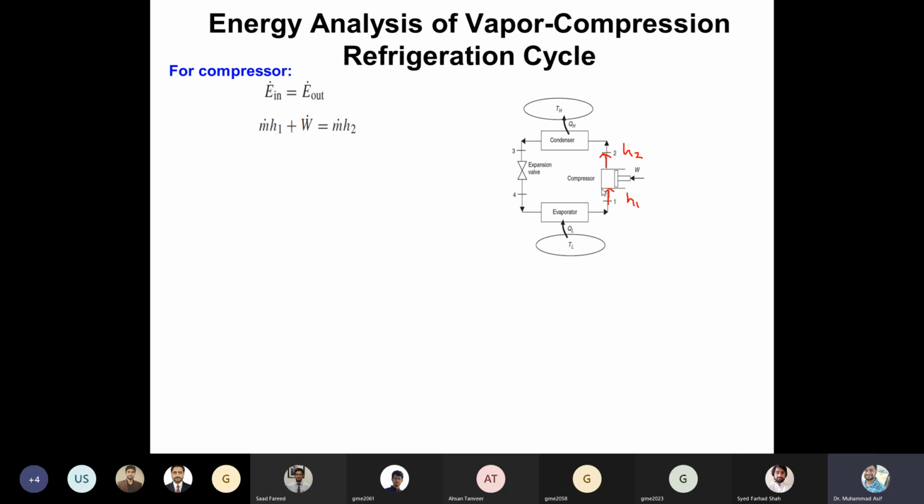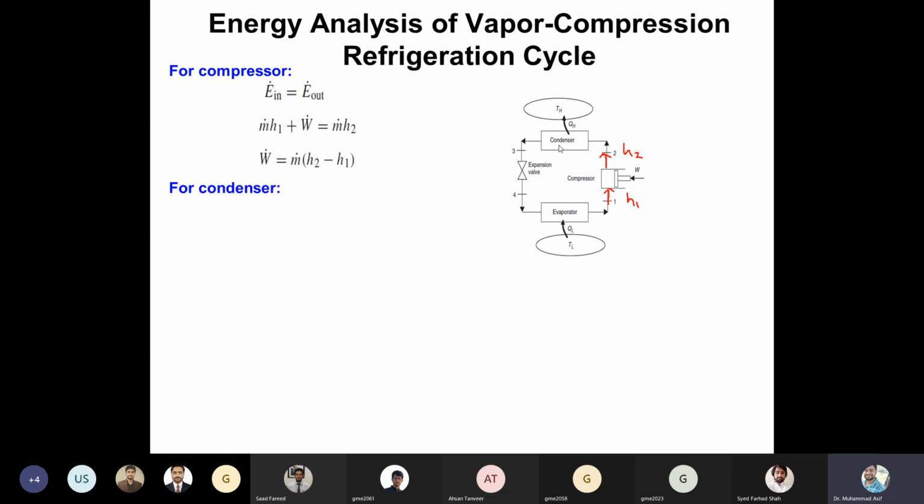So energy in is H1. If you multiply with the mass, this is specific enthalpy in kilojoules per kilogram, and multiplied with the mass it becomes the total enthalpy. So m H1 plus W should be equal to m H2. From here we can calculate the value of W, which is equal to the difference of the enthalpy, I mean m dot (H2 minus H1).